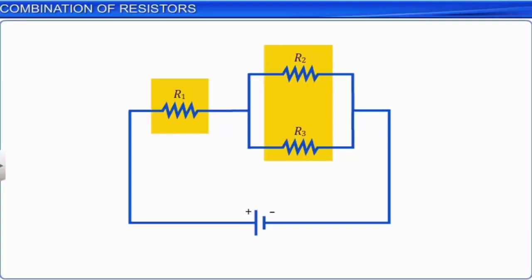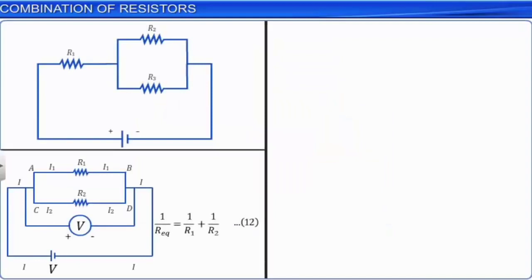In the circuit, three resistors of resistances R1, R2 and R3 respectively are connected in a mixed combination. R2 and R3 are in parallel combination. Their equivalent resistance R23EQ is calculated using equation 12. 1 by R23EQ is equal to 1 by R2 plus 1 by R3.